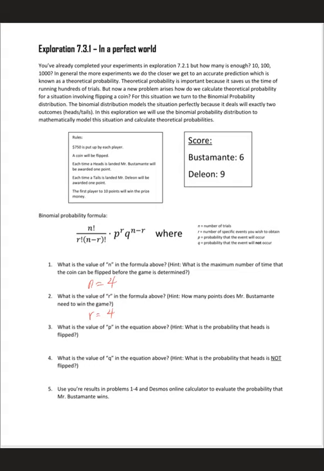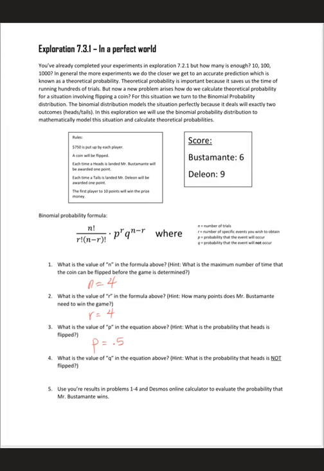What is the probability of heads to be flipped? This one's not too bad. We know since it's a coin and it's fair, the probability P is just 50%, right? 50% heads.